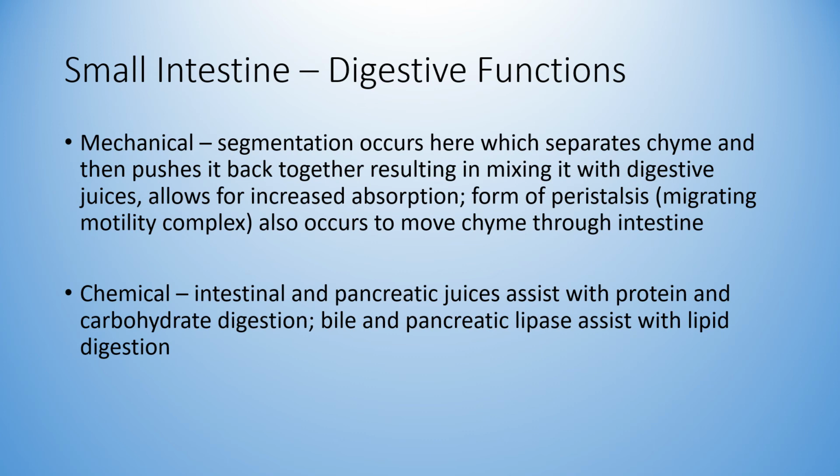There's also a form of peristalsis that's going to occur. It's called migrating motility complex. That's also going to be helping to move that chyme through the intestines. In terms of chemical digestion, the intestinal and pancreatic juices are assisting with protein and carbohydrate digestion. The bile and the pancreatic lipases are going to be assisting with the lipid digestion.